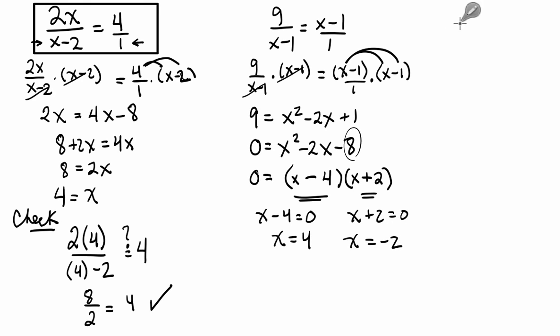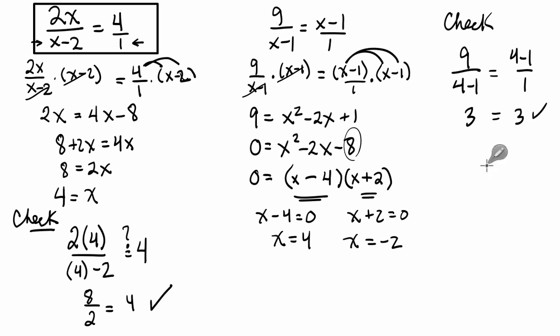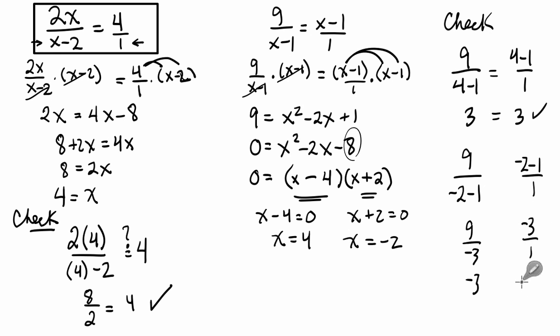Now, trying out the 4 quickly, 9 over 4 minus 1, that's 3. And on the right-hand side, 4 minus 1 over 1, that's also 3. 3 equals 3, that checks out. Trying negative 2. 9 over negative 2 minus 1 is 9 over negative 3, which is negative 3. On the right-hand side, negative 2 minus 1 over 1 is negative 3 over 1, which is also negative 3. That checks out as well.